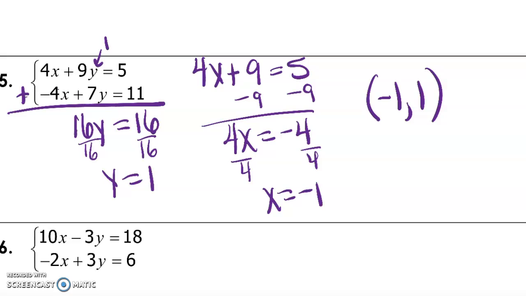Obviously, it's possible to get fractions and decimals, but for our work, you should not. So you should only get integers. So if you do a problem and you end up with a fraction or decimal, then something went wrong.